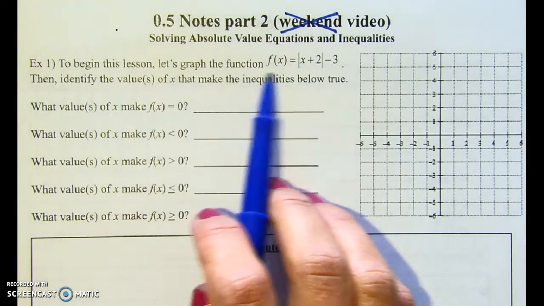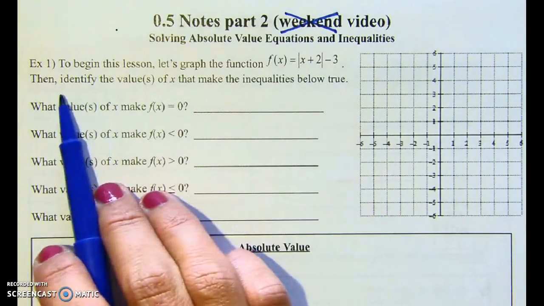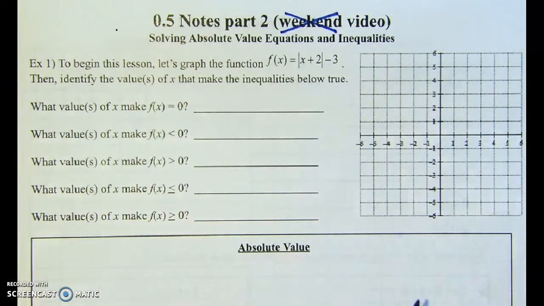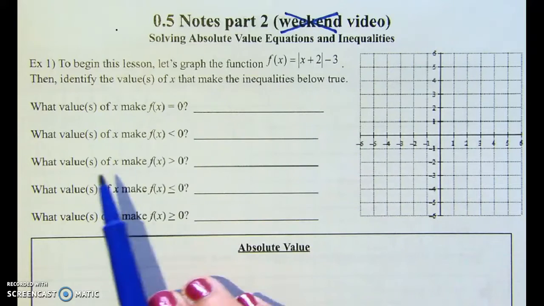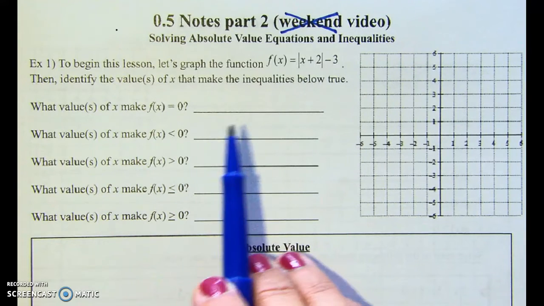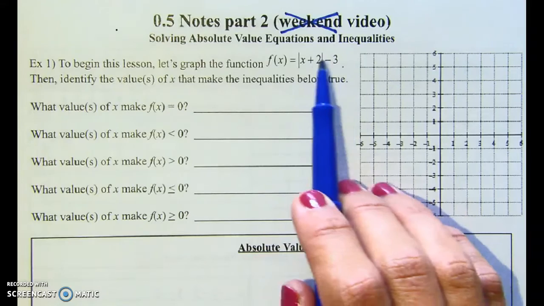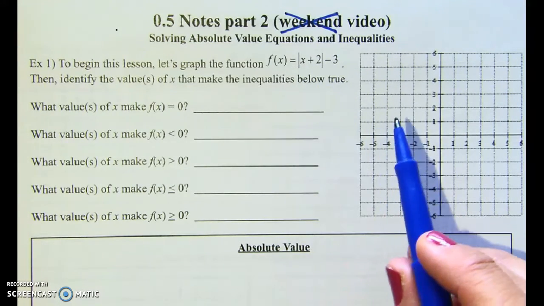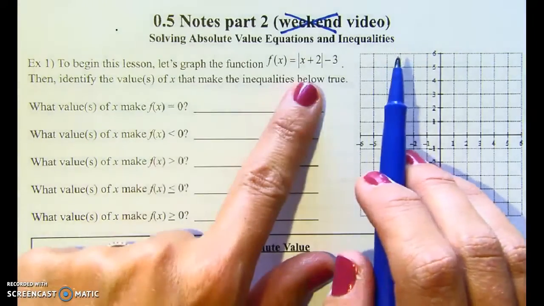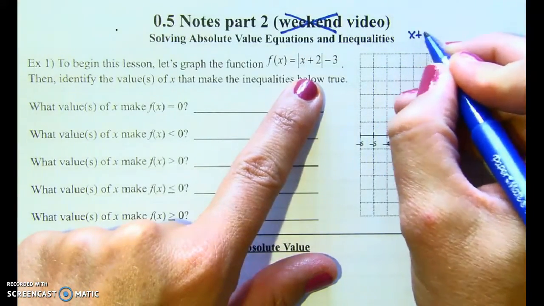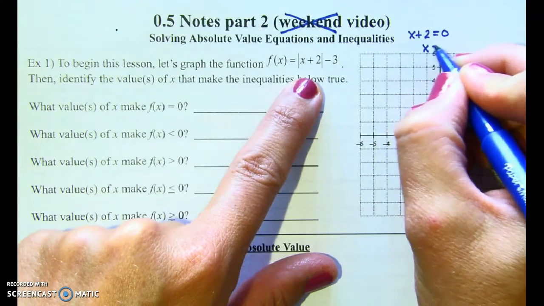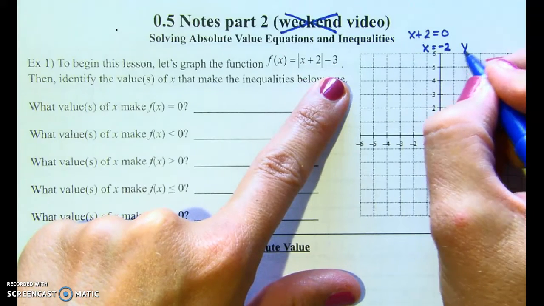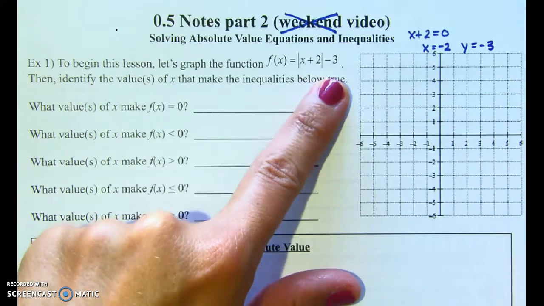To begin this lesson, we're going to graph this function, then identify the values of x that make the inequalities below true. From the previous Desmos activity, we should be able to identify the vertex of this absolute value function. To find the vertex, we solve x plus 2 equals 0, so x equals negative 2, and the y value of the vertex will be this number on the end, negative 3.